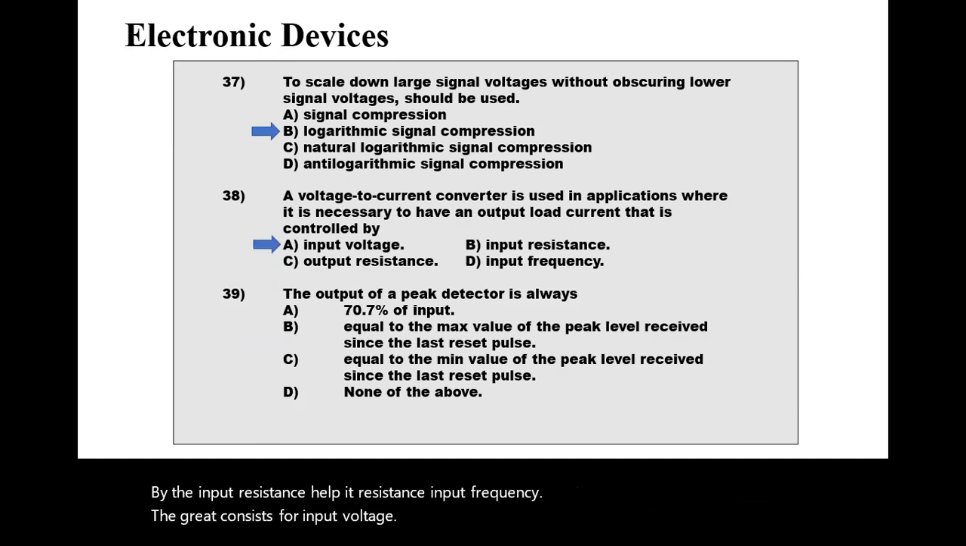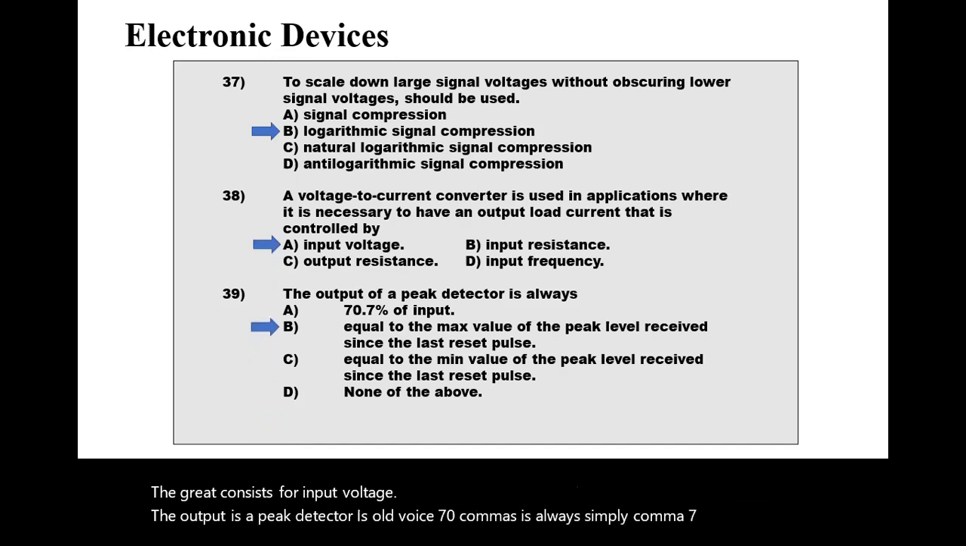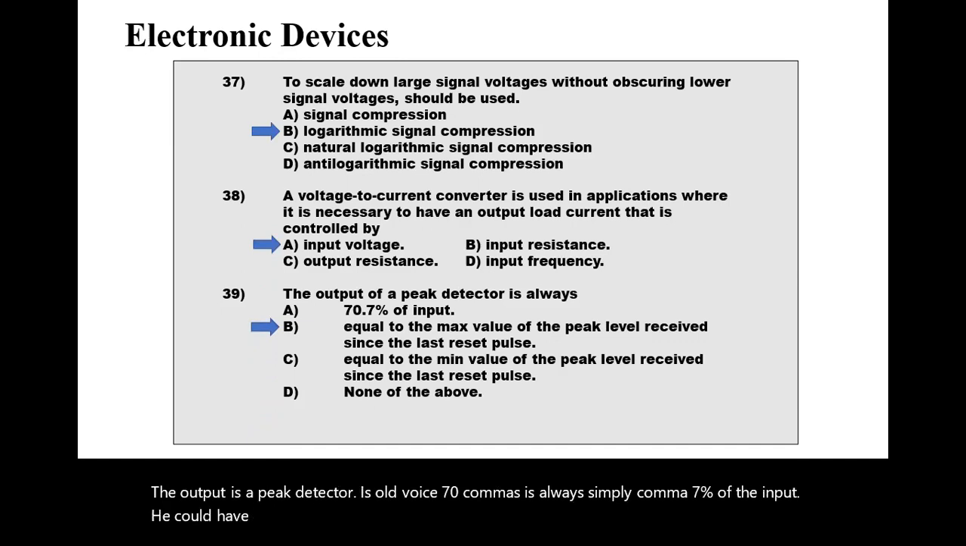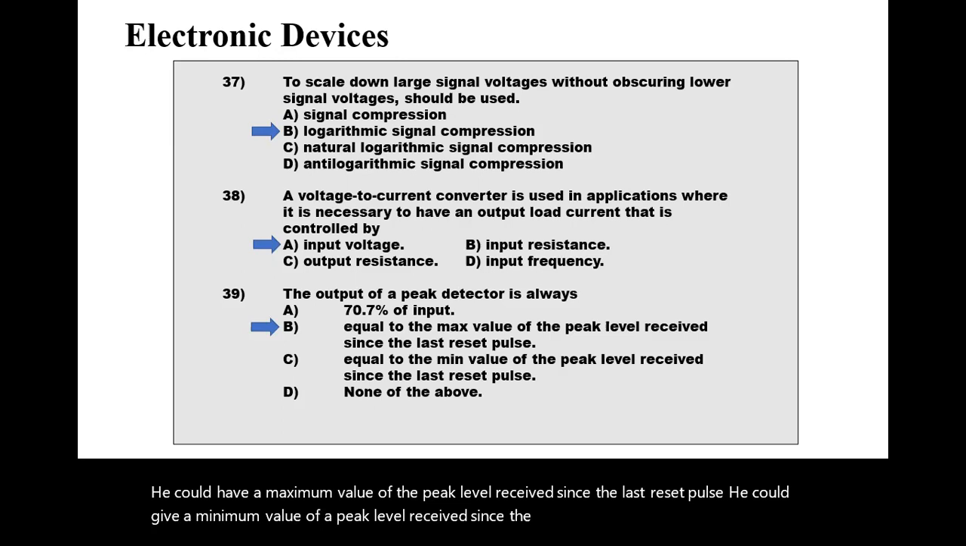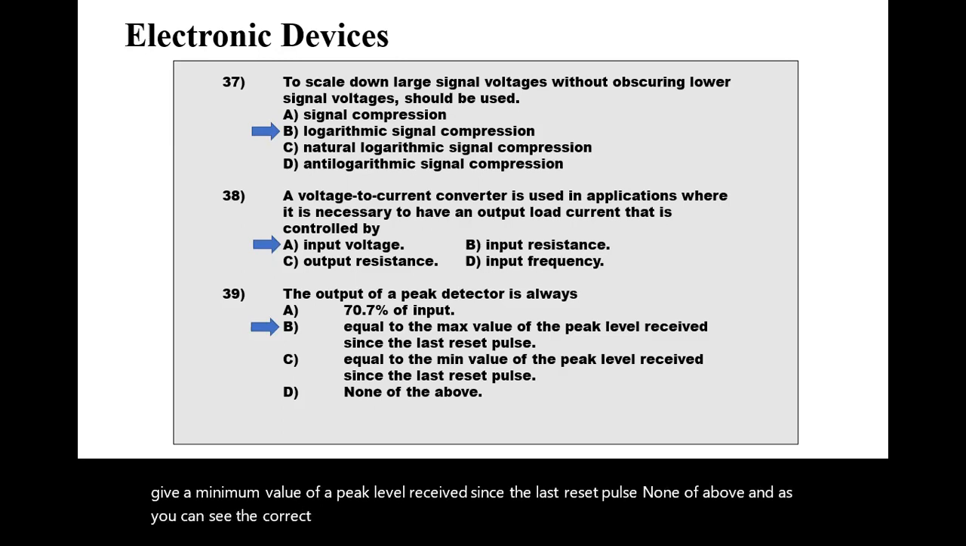The output of a peak detector is always 70.7% of the input, equal to the maximum value of a peak level received since the last reset pulse, equal to the minimum value of a peak level received since the last reset pulse, or none of the above. As you can see, the correct answer is B, equal to the maximum value of a peak level received since the last reset pulse.